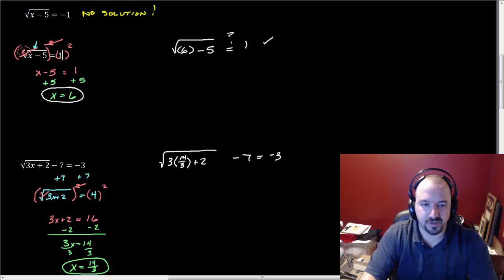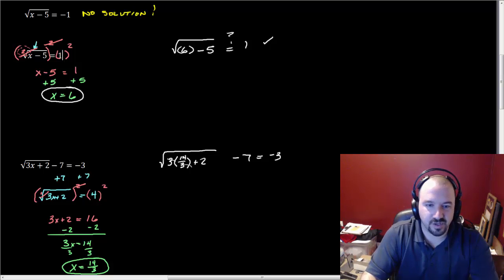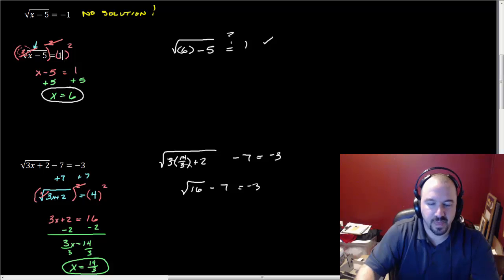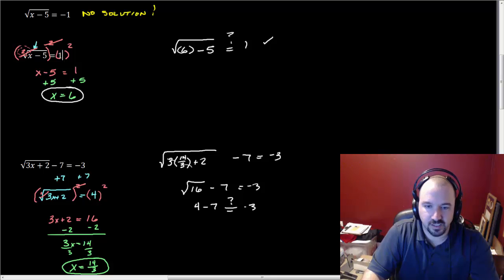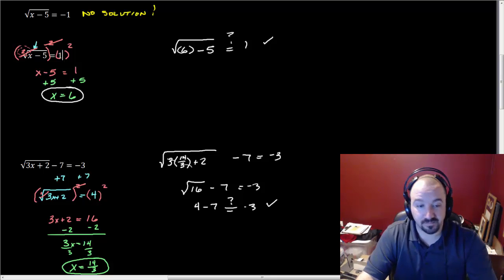Well, 3 times 14/3, the 3's cancel. That leaves me with 14 plus 2. So I have the square root of 16 minus 7 is equal to negative 3. But the square root of 16 is in fact 4, minus 7. Is that equal to negative 3? Yep. So we're good. 14/3 checks out. We're done. The end.